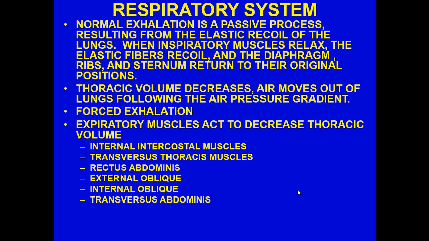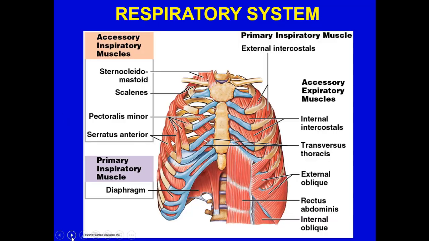But what if you needed forced exhalation? That's where you're going to have a set of muscles that act to decrease thoracic volume in a much more forceful manner. And these 6 muscles, or sets of muscles, play a role. The internal intercostal muscles, the transversus thoracis muscles, the rectus abdominis, the external oblique and internal oblique, and transversus abdominis. Yes, you need to know these.